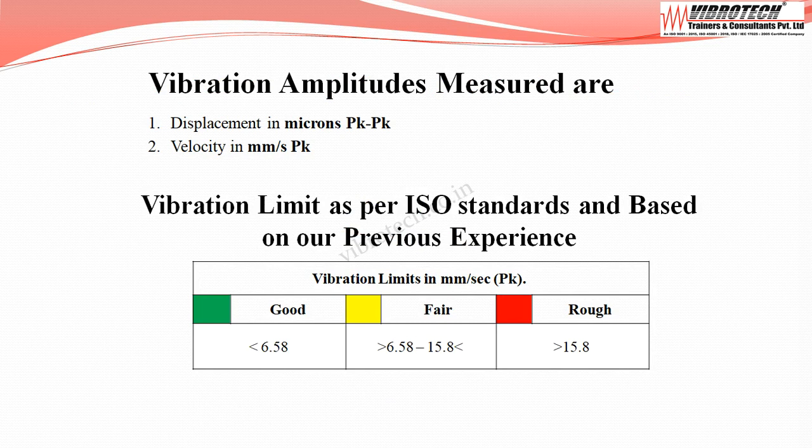As per ISO standard, and with our previous experience, when the velocity falls below 6.58 mm per second peak, it is considered as good. When the velocity falls between 6.58 to 15.8 mm per second peak, it is considered as fair. When the velocity falls above 15.8 mm per second peak, the equipment is considered to be rough.